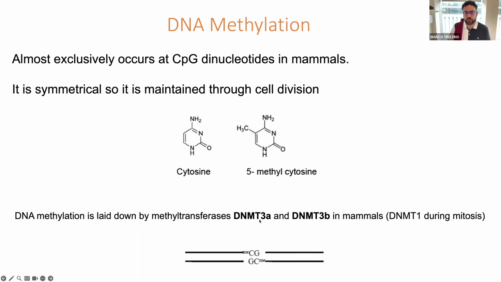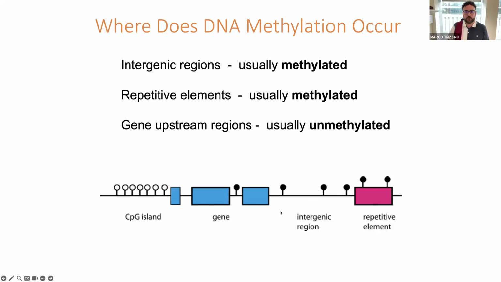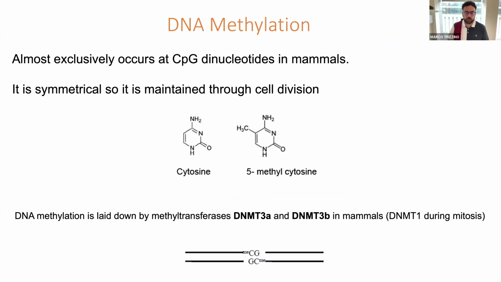There are 2 main enzymes, 2 methyltransferases, that take care of methylating DNA in human cells. DNMT3A and B specifically, and this is not just humans, they are conserved across mammals. The only exception is during mitosis, but we will see that during mitosis, DNMT1 is instead the enzyme performing this operation. But otherwise, DNMT3A and B are the dominant ones normally in somatic normal conditions.